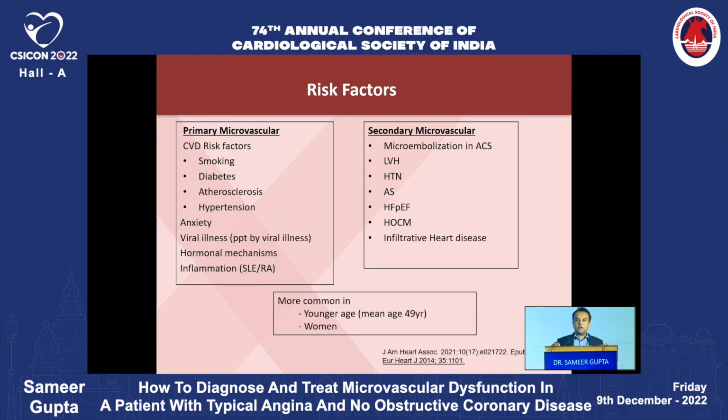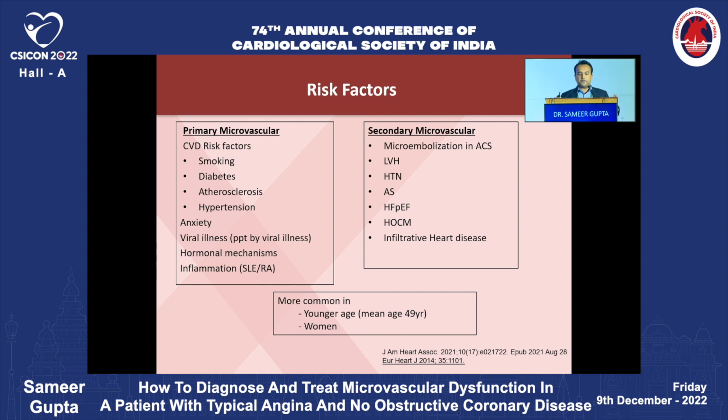So what are the risk factors for microvascular dysfunction? There are primary risk factors and there are secondary microvascular issues. The primary risk factor profile you see over here, smoking, diabetes, atherosclerosis, hypertension, inflammation, these are very similar to what you have for epicardial stenosis. And then there are secondary microvascular issues that can happen, which could be microembolization during ACS, LVH, hypertension, aortic stenosis, HOCM. All these things can also cause an element of microvascular dysfunction, and that is called secondary microvascular dysfunction.